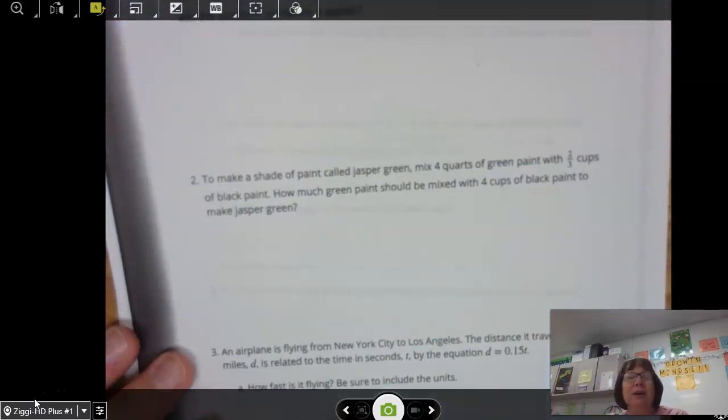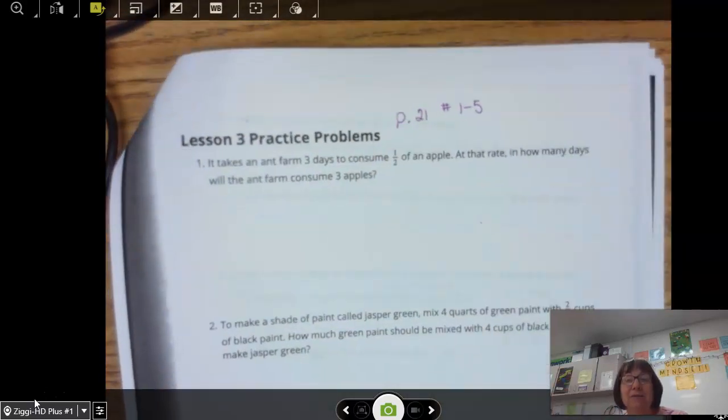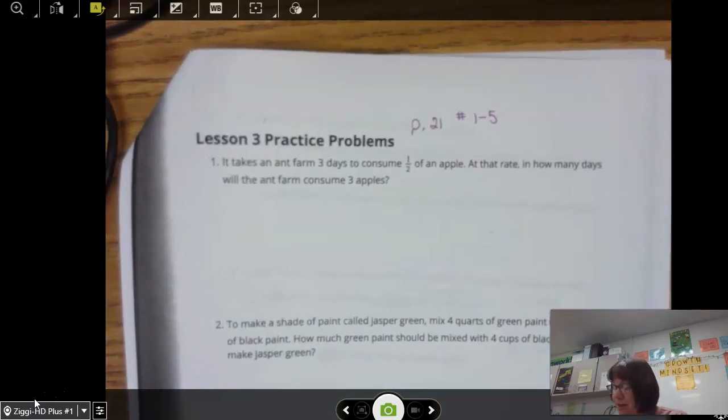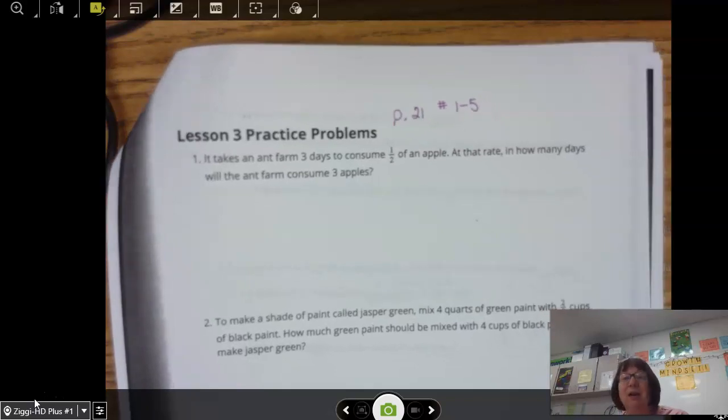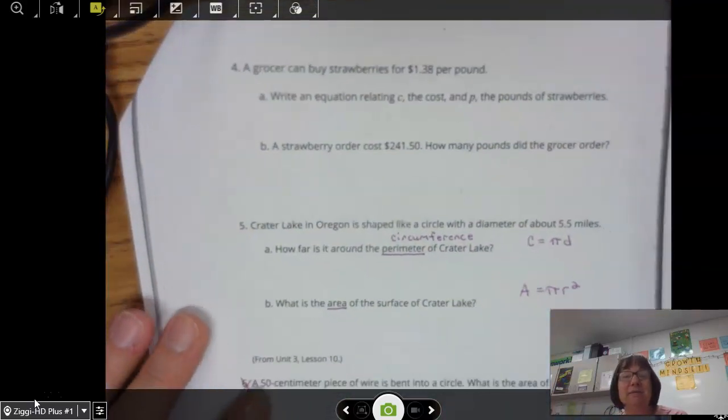Today you will be doing practice problems. Starting on page 21 in your book, you will do 1 through 5. Now set up a table for each one of these. I think the table will help you. Okay, and if you get to number 5, I want you to look at number 5 in particular.